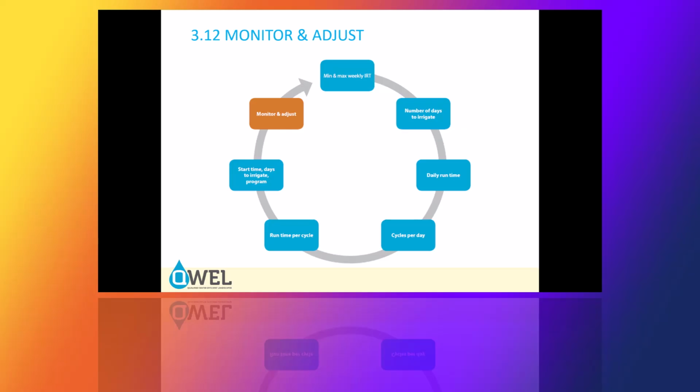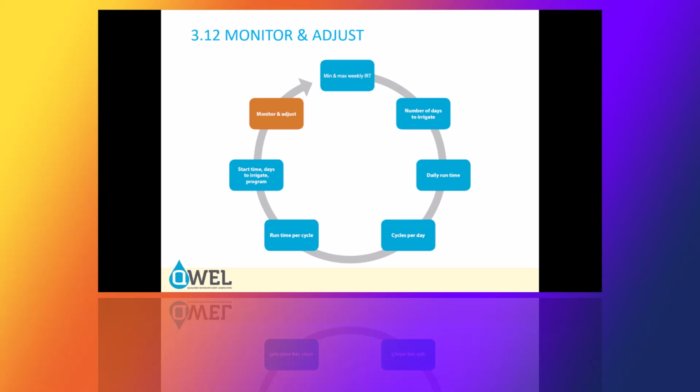So irrigation scheduling is an iterative process. It's never one and done. We have to have seasonal adjustments, and then there are adjustments based upon weather. So there's a lot of monitoring and adjustments that need to be done. Once the irrigation schedule is in operation, it is an essential component of water management to continually monitor each hydrozone and make necessary adjustments over time.